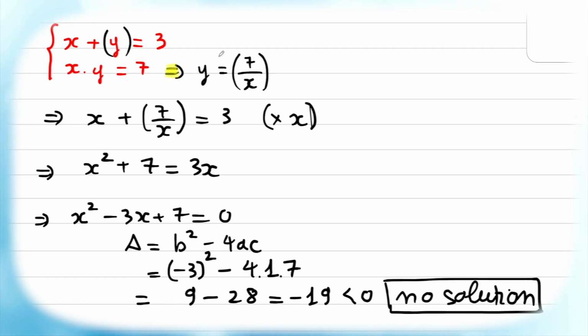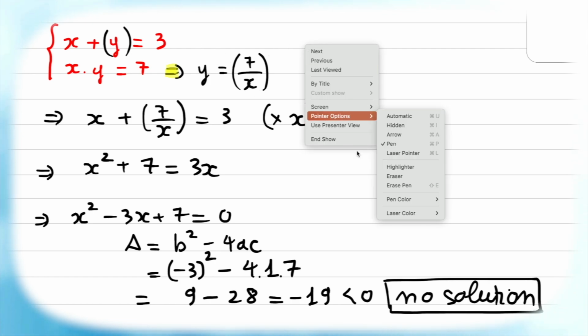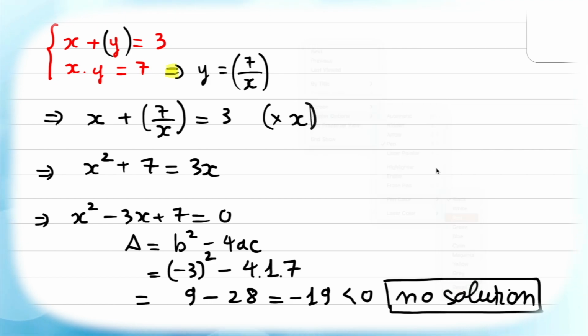So maybe you can choose y equal to 7 over h. Sometimes we can change this to h equal to 7 over y. After substituting this expression, you have the same answer as me. No solution for both ways.